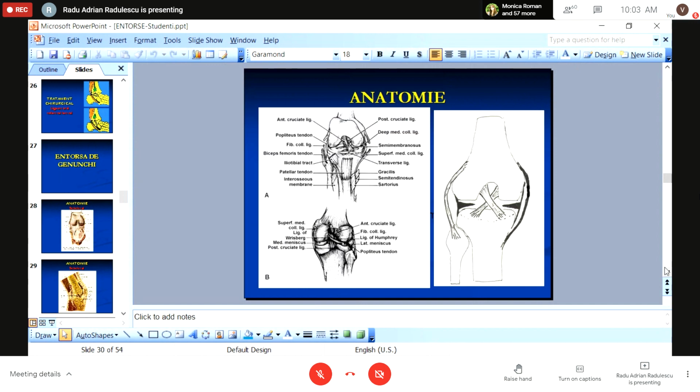Which are the ligaments responsible of the stability of the knee? First of all, we have two collateral ligaments, which are responsible of the stability of the knee in the frontal plane. So we have the medial collateral ligament, which prevents the knee to displace in a valgus position. And we have the lateral collateral ligament, which prevents the knee to displace in varus position.